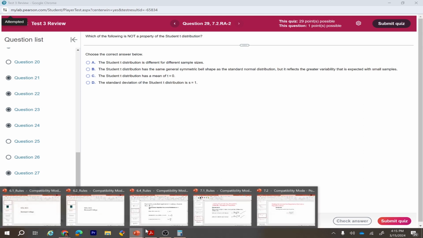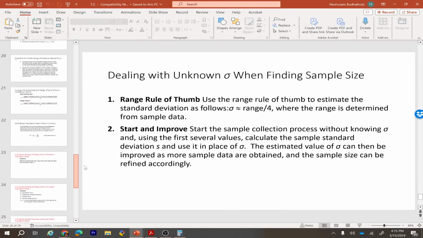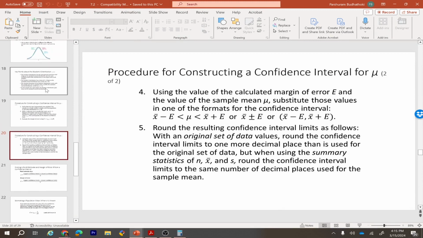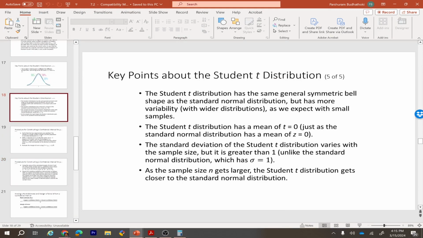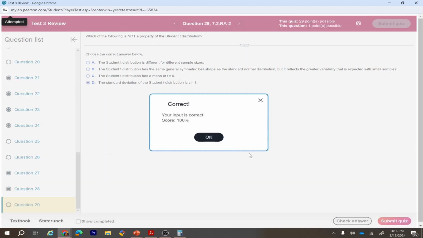So to answer this question, if you go to section 7.2, there are properties that tell you about the Student distribution. Key points about the Student distribution: it has the same general shape and a mean of 0, just like a normal distribution, but the standard deviation is not equal to 1. So that's not part of the properties.